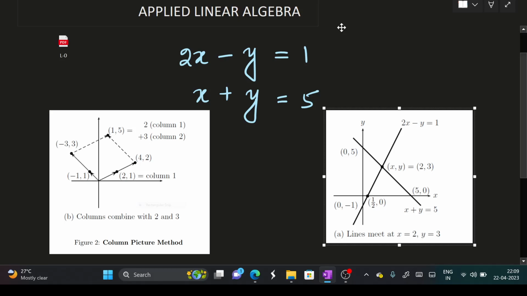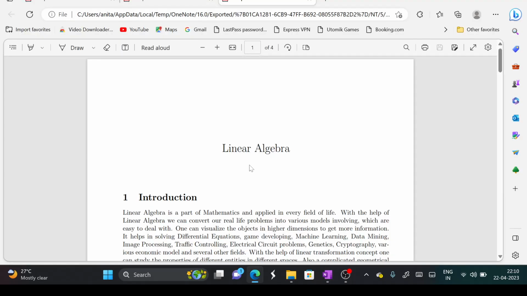So today we are going to discuss some aspects of applied linear algebra which will enable a student of BTech to read, write and understand the topic independently. Before going to discuss what applied linear algebra is, let us have a discussion about what linear algebra is.